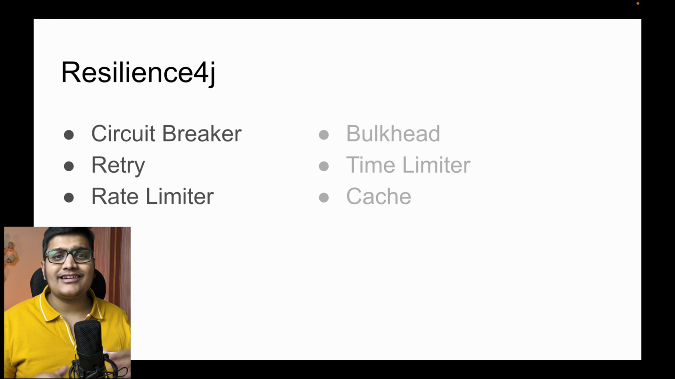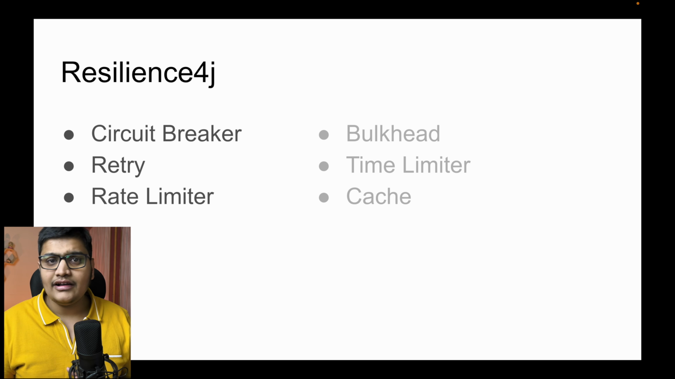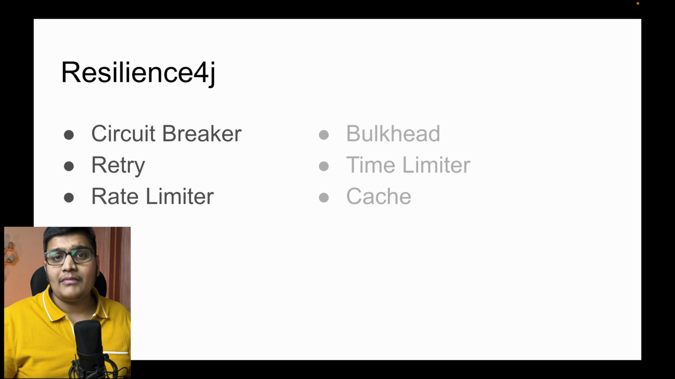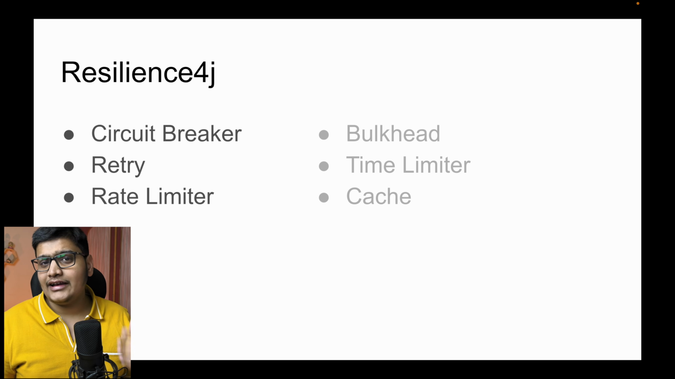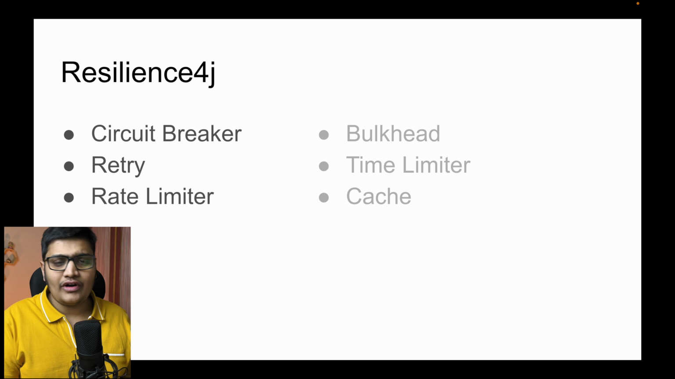Now Resilience4j comes with different modules available. You can see that there's a circuit breaker module, retry module, rate limiter module, bulkhead, time limiter, cache. In this particular video, we are going to focus only on the circuit breaker, retry and rate limiter modules because these are widely used. The bulkhead module is also used, but if you want, I can create a dedicated video on the bulkhead. Let me know in the comment section below if you want it. But let's focus on the circuit breaker, retry and rate limiter. So let's understand the circuit breaker first.